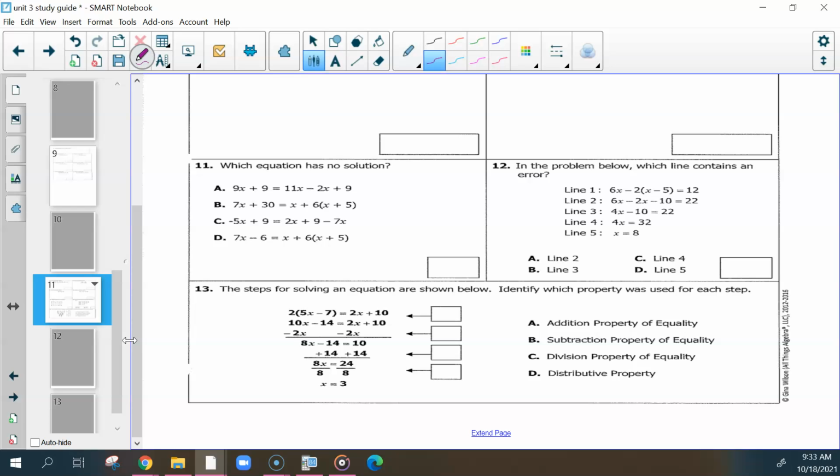So if I combine these, we have 9x plus 9. Would A give me no solutions? No, because they're identical. That would be IMS, infinitely many solutions. I could distribute to get 6x plus 30, and then combine x and 6x to get 7x plus 30. Would that one give me no solution? Infinite. Again, that's IMS.